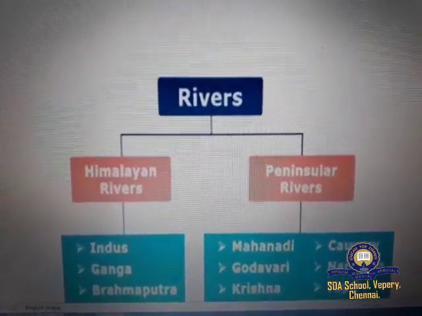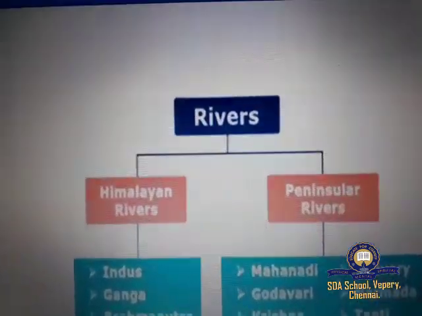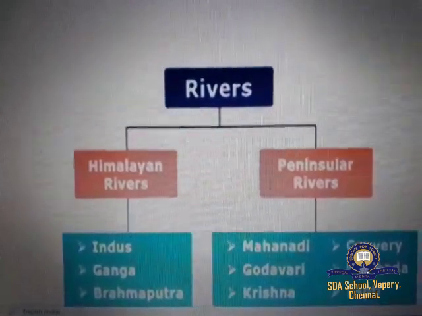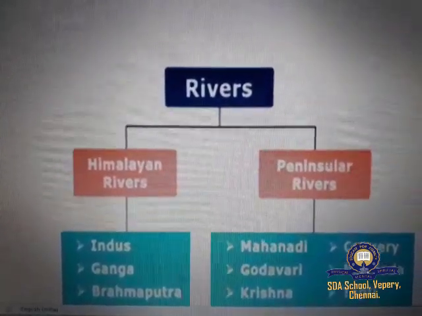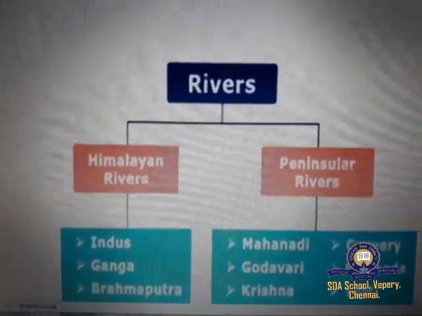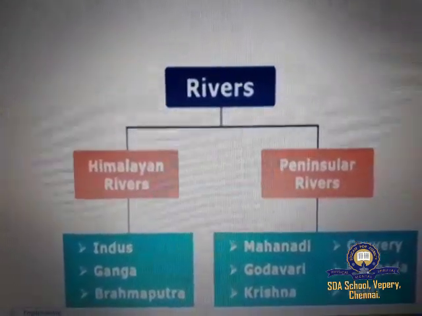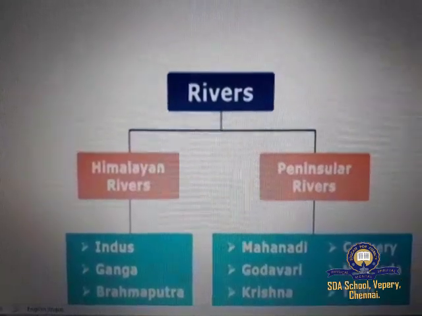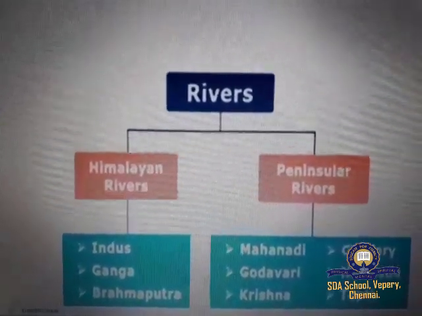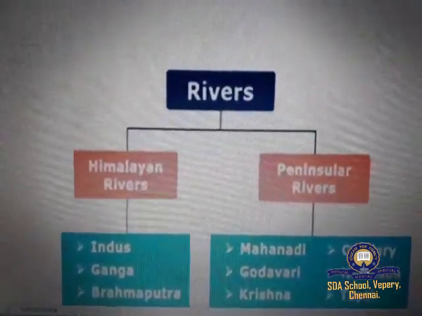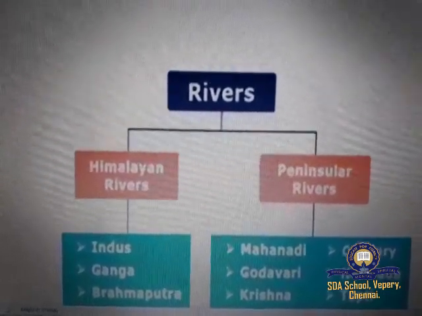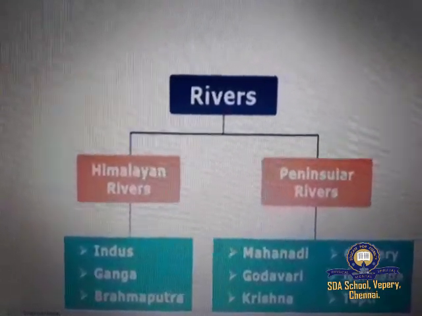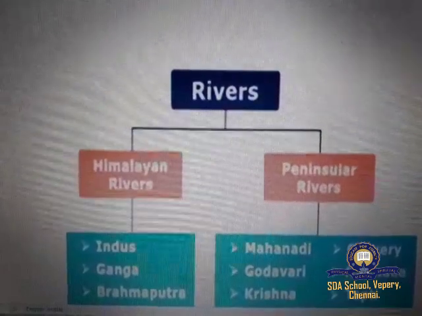The drainage system of India. The drainage system of India is broadly divided into two major groups on the basis of their location. They are Himalayan rivers and the peninsular rivers. The river system provides irrigation, drinking water, navigation, power as well as livelihoods for a large number of people.